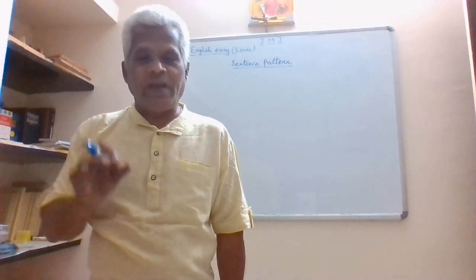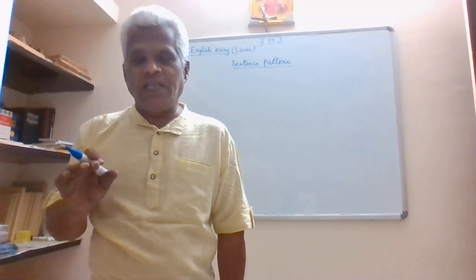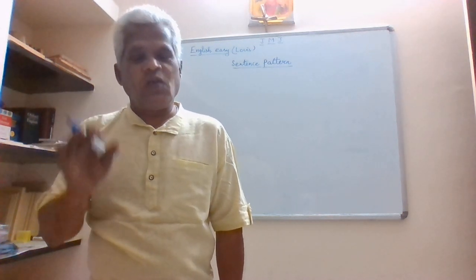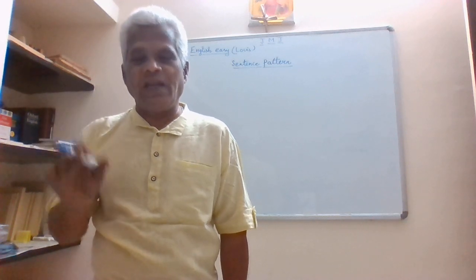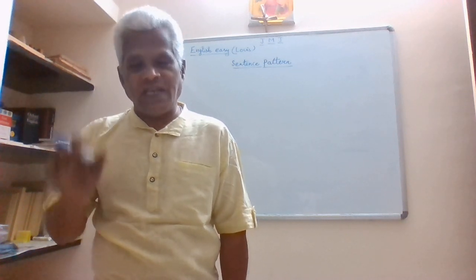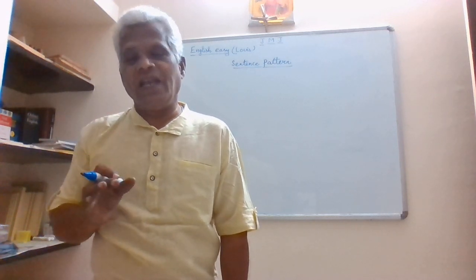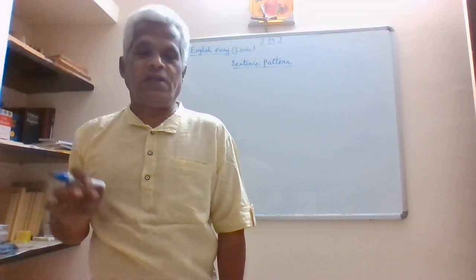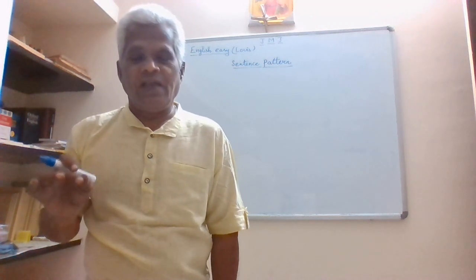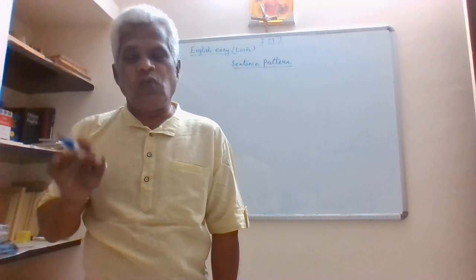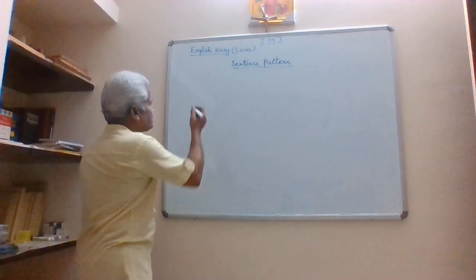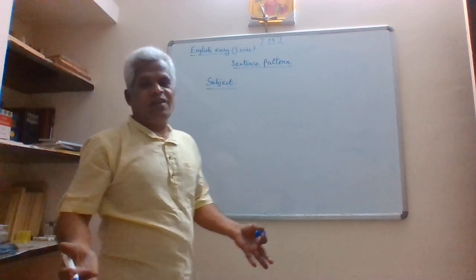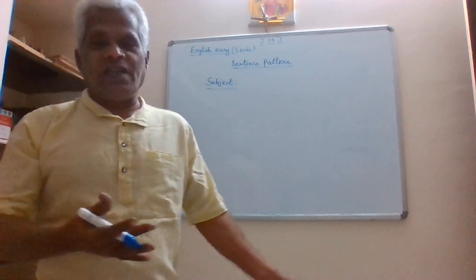So when we understand the sentence pattern, we are 100% sure that we will be able to write sentences correctly without any mistakes. So in order to write the sentence pattern or identify the pattern of the sentence or different parts of a sentence, we need to understand certain items that are involved in the pattern of the sentence. Now what are they? First of all, we need to know what is a subject. What is a subject? Now you may wonder, sir, what does subject have to do with the sentence pattern?